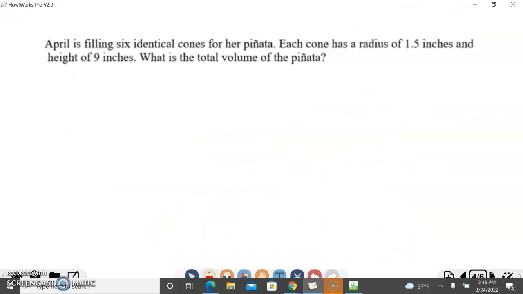So another composite figure. So we have this word problem here, and it says April is filling 6 identical cones. So we know we're using cones, and we've got 6 of them that are the same size. Each cone has a radius of 1.5 inches and a height of 9 inches. We want to know the total volume. So the piñata, remember, is made up of 6 cones. So we know we're going to have a volume.